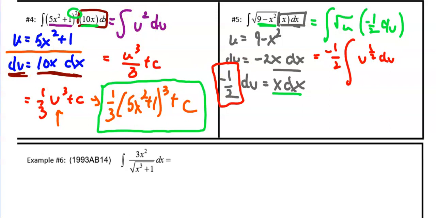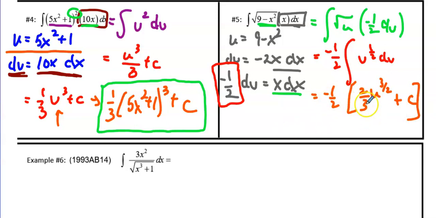It's super easy to integrate this, right? So we're going to go ahead and do negative 1/2, and I'm going to integrate this as u to the 3/2. And I'm going to put a 2/3 on the outside. Remember, it's really divide by 3/2, right? Whenever you integrate by one extra power, you divide by that same value. Well, if you divide by 3/2, you're multiplying by 2/3. And then we do a plus c.